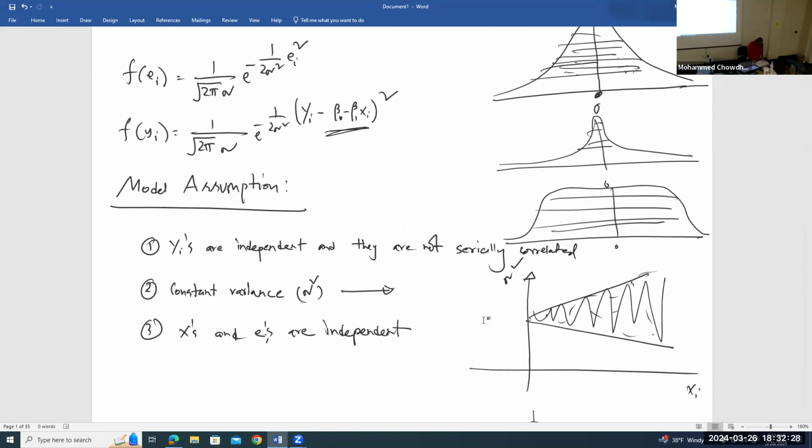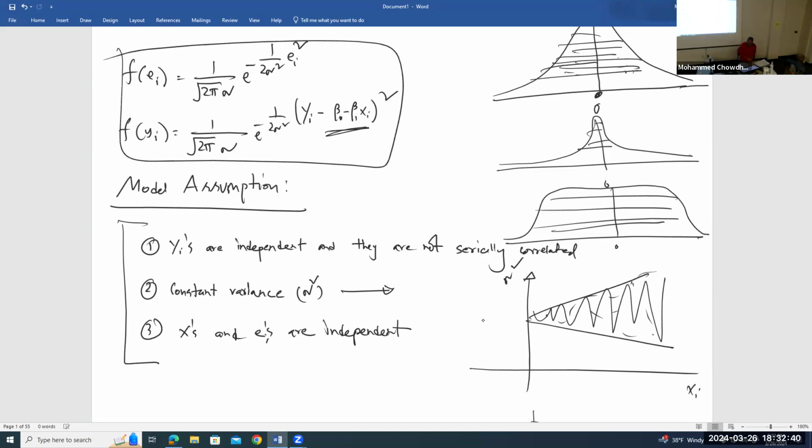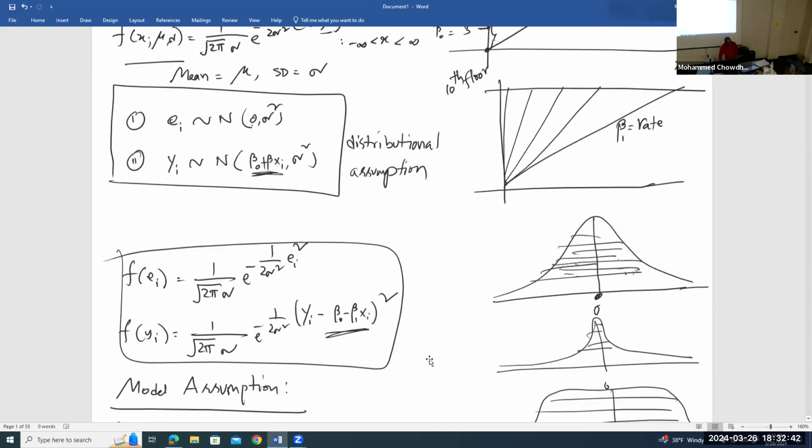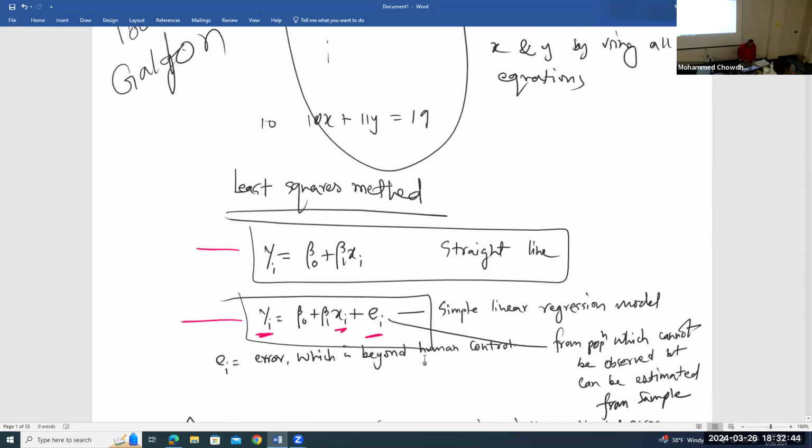Constant variance. Okay. So now, these are all the things. These are the three model assumptions, and these are the distributional assumptions and linear equations. When you add this error term to the linear equation, it becomes a model.